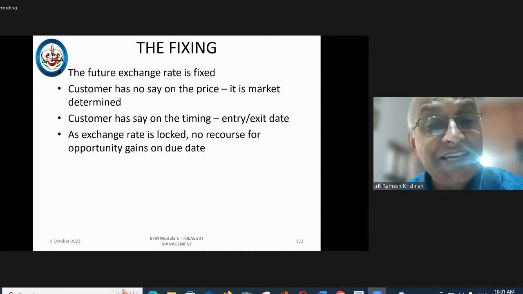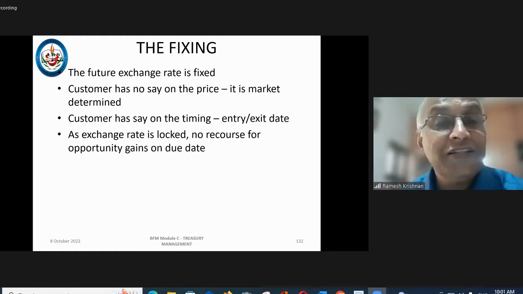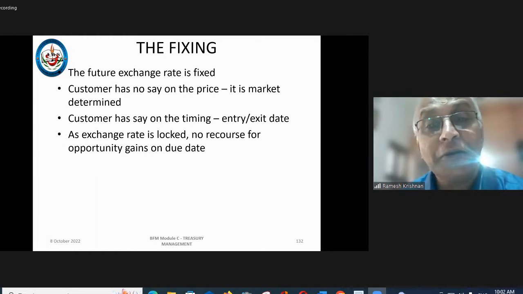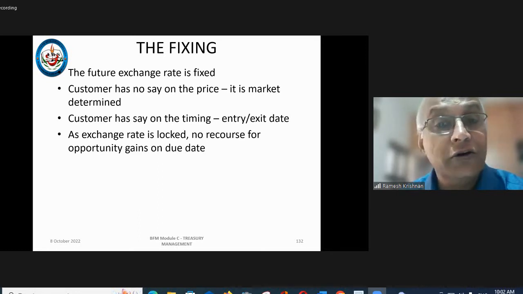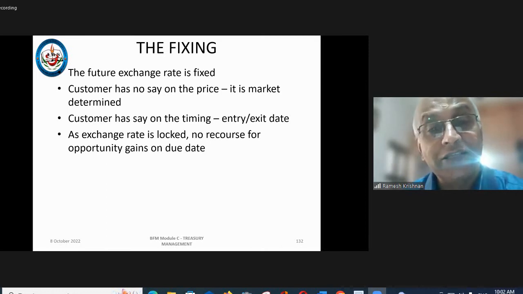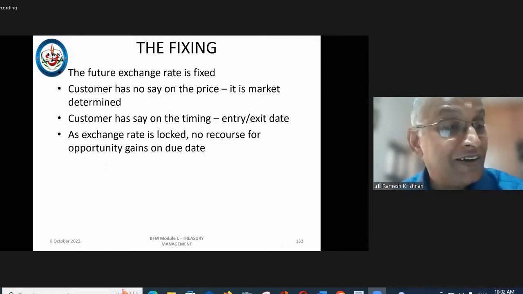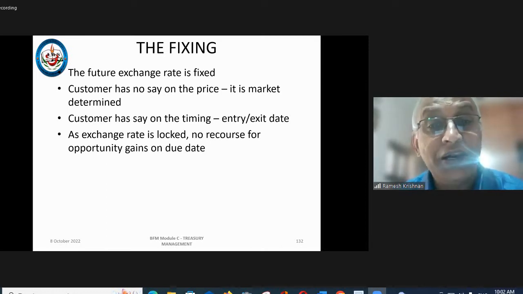So as the exchange rate is locked, there is no recourse for opportunity gains. So 82 rupees 50 paise, the bank gives a forward contract price to the customer for December, and he brings the bill and you negotiate it, 1 million, and credit his account 8 crore 25 lakhs, 8250. So 8 crore 25 lakhs. But he says today the market is at 90. मुझे 9 crore मिलना था. I should have got 9 crores credit into my account. You killed me by giving me a forward contract. So you need not be upset about it.